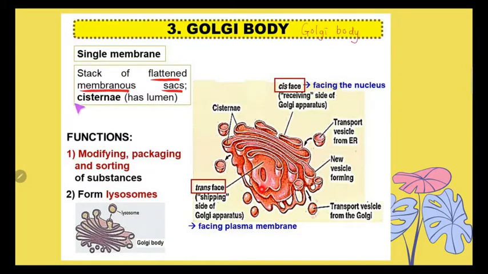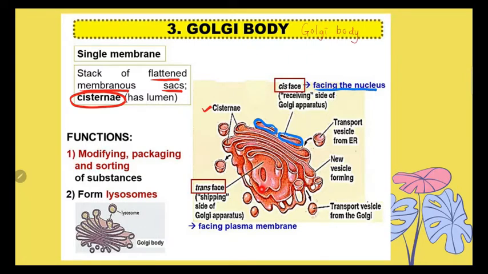So of course it also has cisternae. Cisternae is the structure that is a flattened sac. Okay, this is cisternae. Other than that, what is the important structure found in the Golgi body? There is a cis face. The cis face is here, the cisternae facing the nucleus.